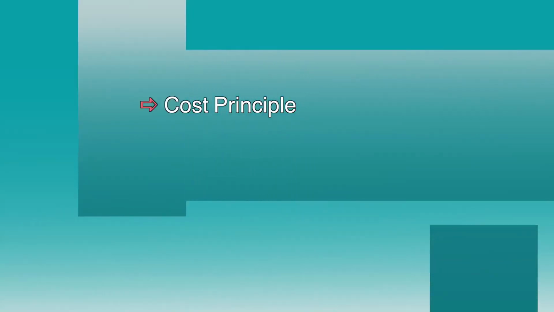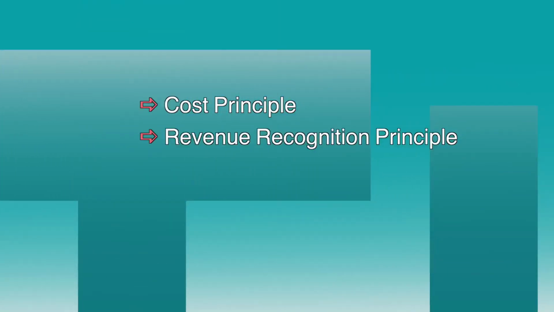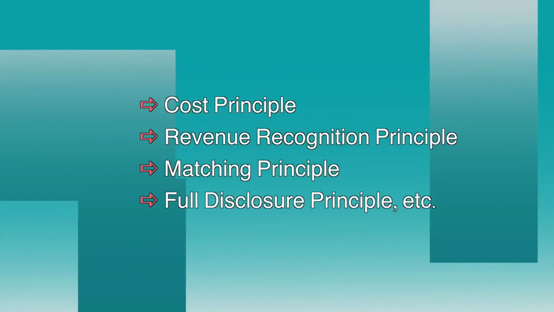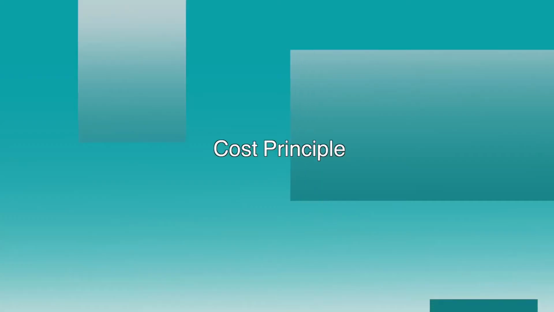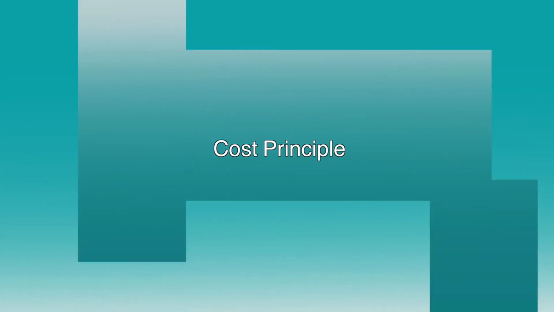of economic events. In other words, GAAPs are a common set of standards that indicate how to record the economic events. For example, cost principle, revenue recognition principle, matching principle, full disclosure principle, etc. First of all, the cost principle, and this is a very important principle.